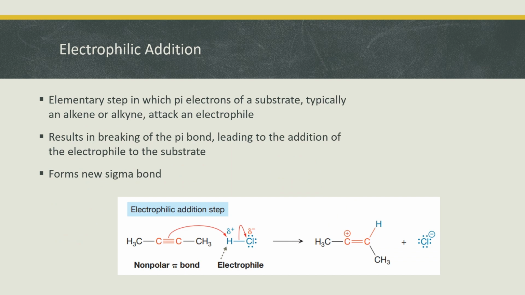So electrophilic addition is an elementary step in which pi electrons of a substrate, typically an alkene or alkyne like in this example here, basically attack the electrophile. And this attack results in the breaking of the pi bond and leads to the addition of the electrophile to the substrate and forms a new sigma bond between the carbon atom and the electrophile.